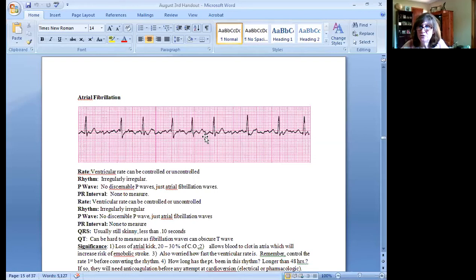So Frank, what I'm going to need to do is get you out of this rhythm. But I have no way of knowing if you've been in this rhythm for less than 48 hours. So I'm going to send you home for 3 weeks on an anticoagulant. Then we're going to have you come back in and we're going to get you out of this rhythm. We're going to do a cardioversion after you come back.